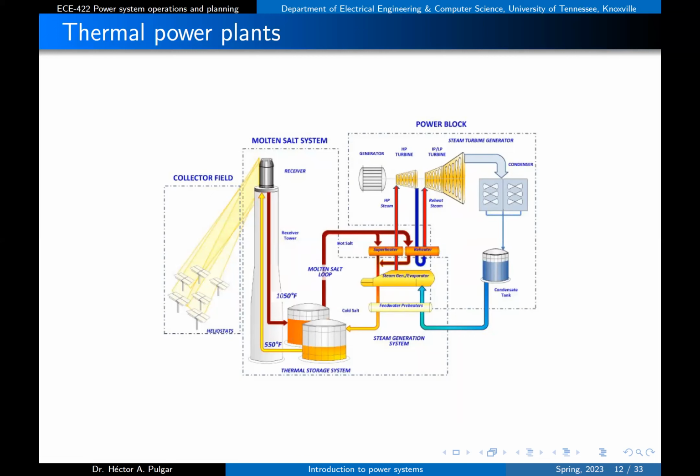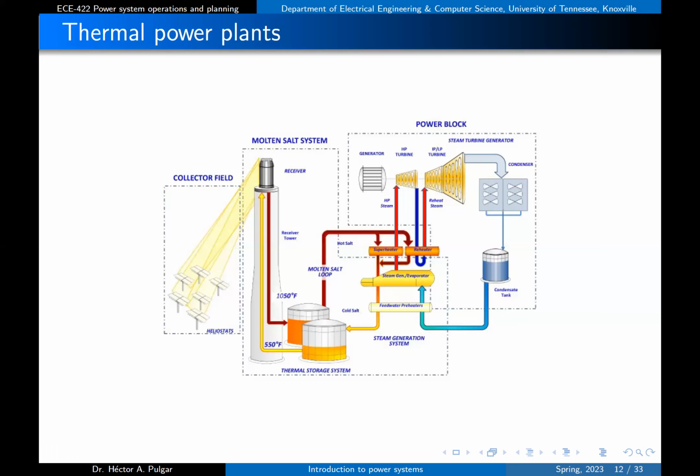Which is solar energy. One type of solar energy that fits the thermal power plant very well is one that has a field of heat collectors. Sometimes these look like an antenna that captures the radiation from the sun and sends it to a receiver in the center of the field. The concentration of all the radiation from the sun is sent to that point, so that point can get really, really hot. That can be used to produce steam, and then with the steam, you produce electricity. So the principle is very simple.